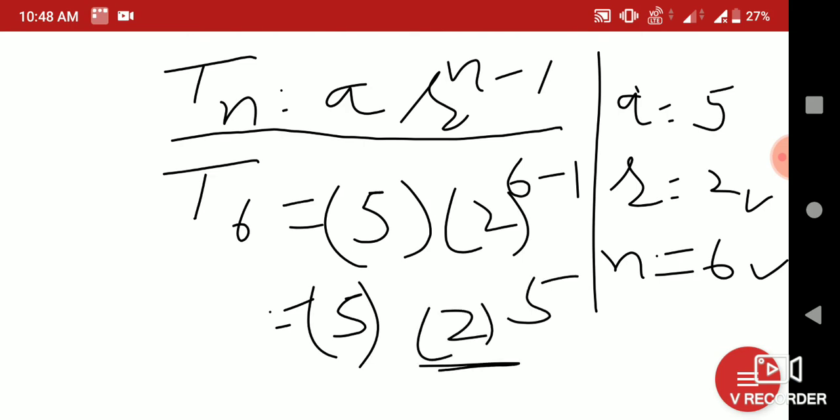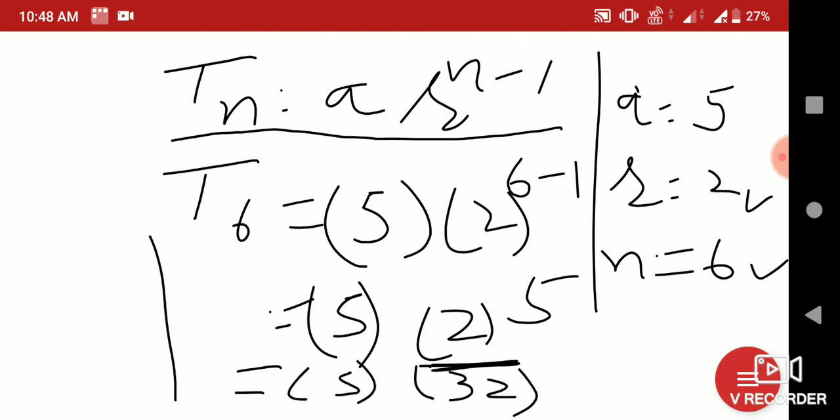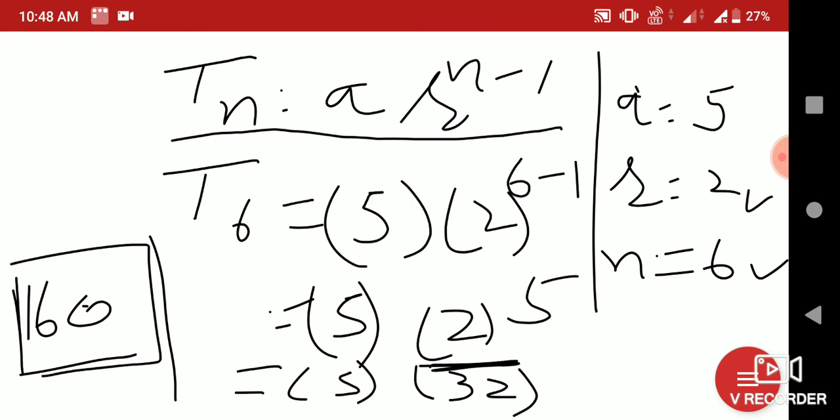Now you have to multiply 2 five times. What will we get? 2 times 2 is 4, 4 times 2 is 8, 8 times 2 is 16, 16 times 2 is 32. So 5 into 32. Again multiplying here, 32 into 5, 5 times 2 is 10, 5 times 3 is 15, so this is 160. That means this is the sixth term. 160 is the sixth term of the GP that we had to find.